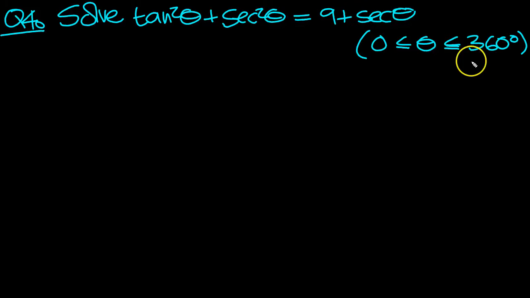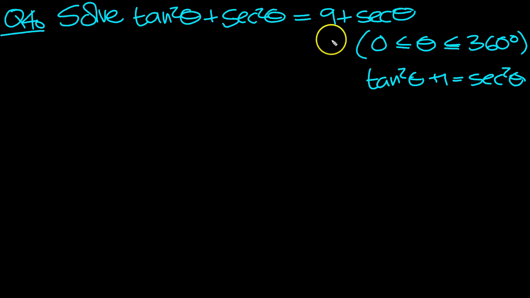Solve this trig equation between 0 and 360. We know that tan squared theta plus 1 is equal to sec squared theta, don't we? So then we can use that to replace tan squared by sec squared minus 1, and we'll have a quadratic in sec. So let's do that then.